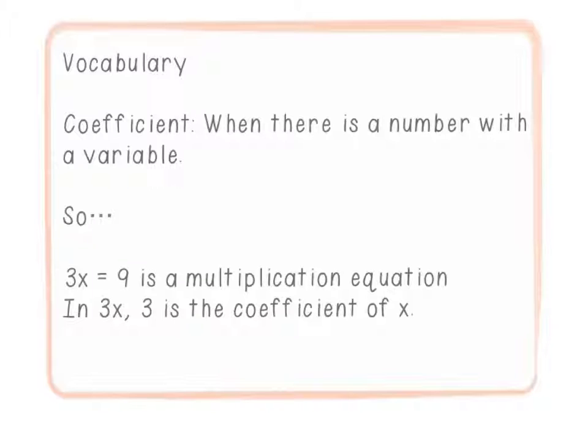So what you need to write down is when there is a number with a variable. So in this example, 3x equals 9. I'm going to just write it. 3x equals 9. The coefficient in this problem is 3 because that is the number that's right next to the letter. And that will be true for all numbers that are next to the variable. It's always just the number that would be the coefficient.